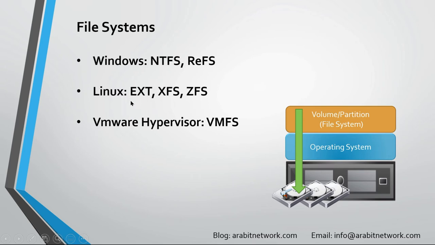Linux has EXT, which is quite old now, and the latest version of EXT is EXT4. The common one now in Linux 7 and Linux 8 is XFS, and this is the default file system. ZFS is also a Linux and Unix file system, and it's used for specific purposes.